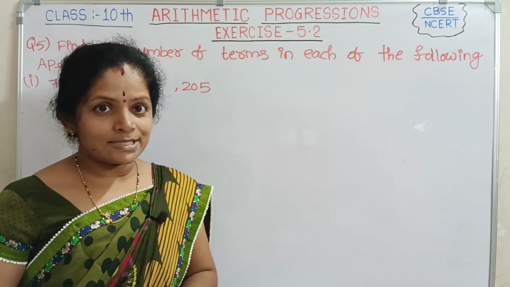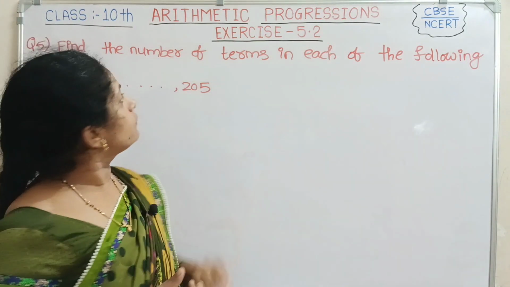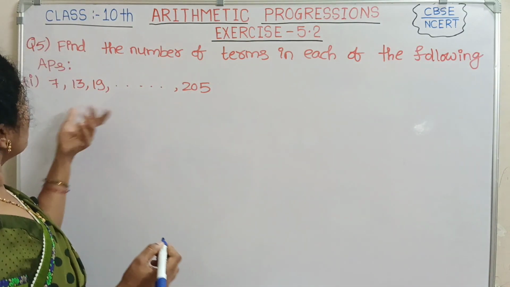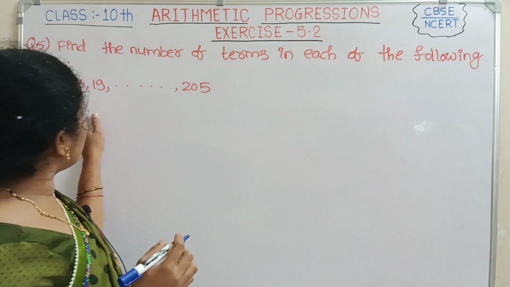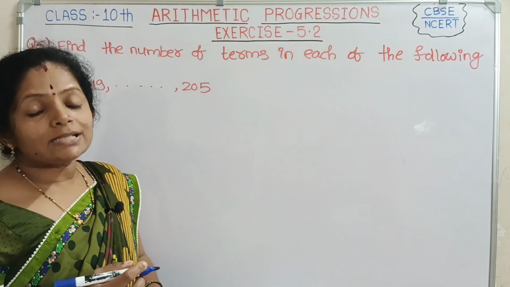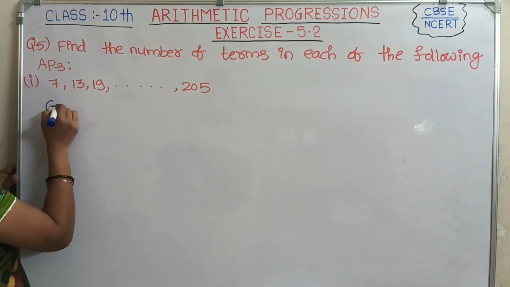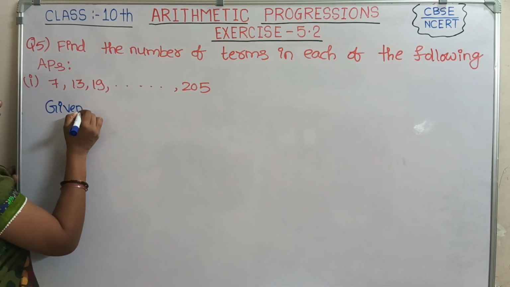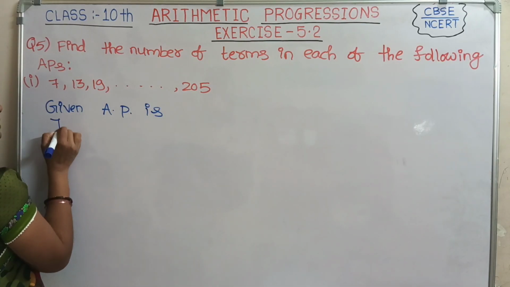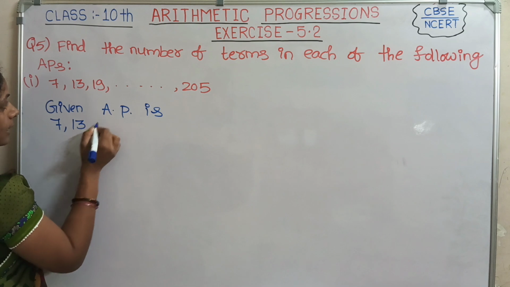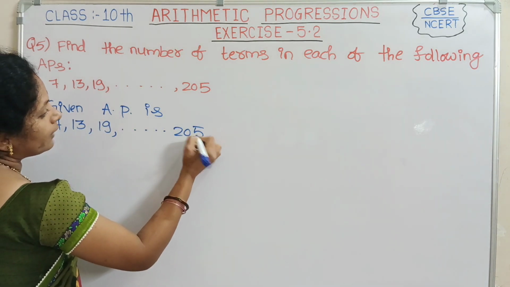Fifth question is, find the number of terms in each of the following APs. Here APs are given to us and we are asked how many terms are there in this series. Means we are asked what is the value of n here. The given AP is 7, 13, 19 and so on up to 205.